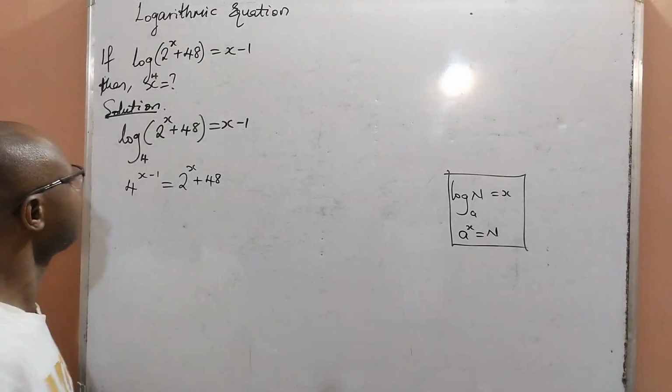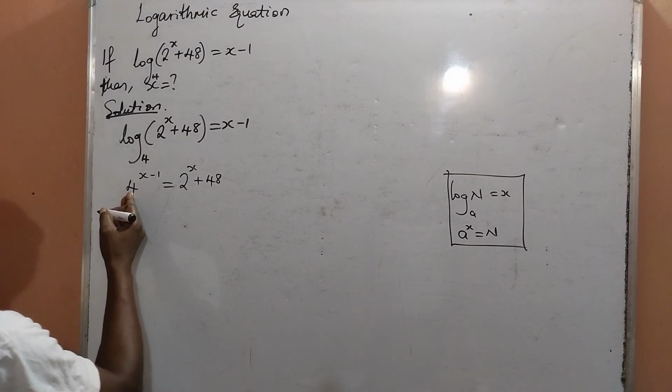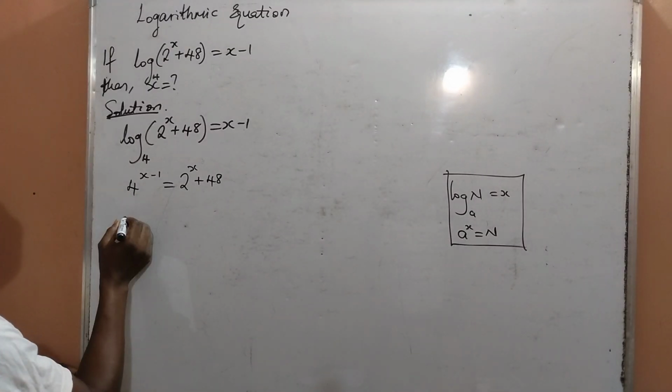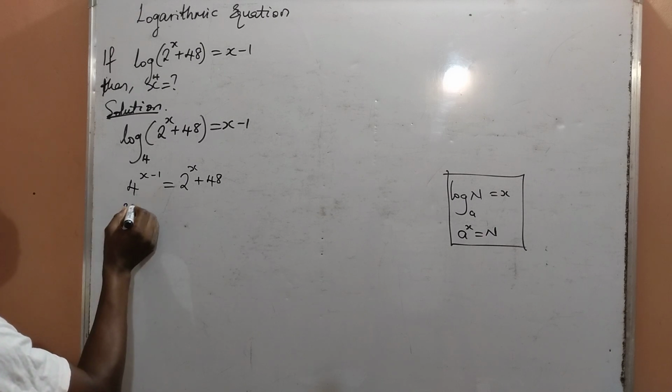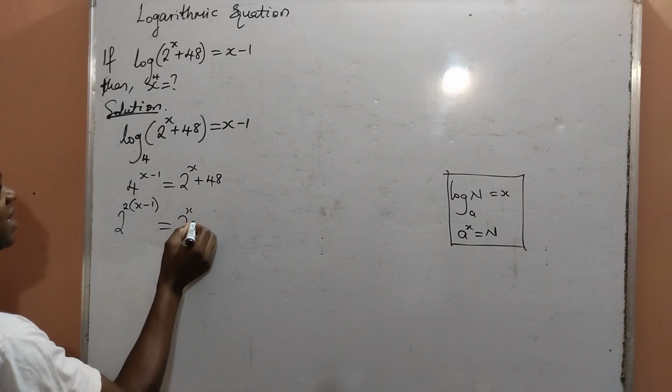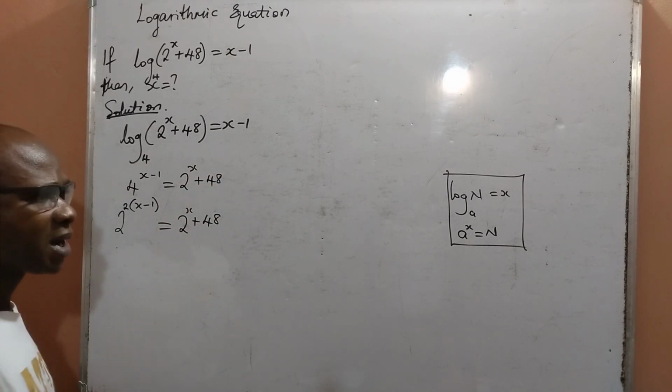Now, I can apply the power of indices. Alright? 4 is the same thing as 2 raised to the power 2, and that means I can represent 4 as 2 to the power of 2, all to the power of x minus 1, equal to 2 to the power of x plus 48. But by law of indices, I can also multiply 2 into the bracket to get 2 raised to the power 2x minus 2 is equal to 2 raised to the power x plus 48. Beautiful.